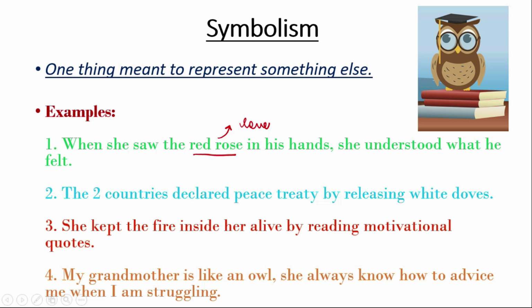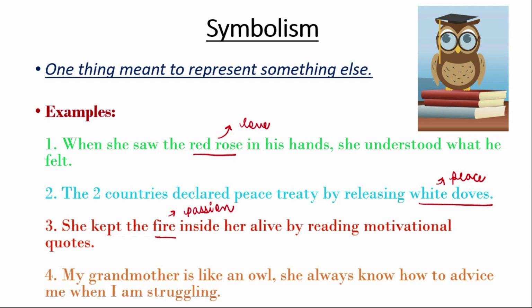Let's go to another example. The two countries declared a peace treaty by releasing white doves. So here, what do white doves symbolize? They symbolize peace. The next one: she kept the fire inside her alive by reading motivational quotes. So here, what does fire represent? Determination, dedication, or passion. So these are all sentences with symbolism in them.